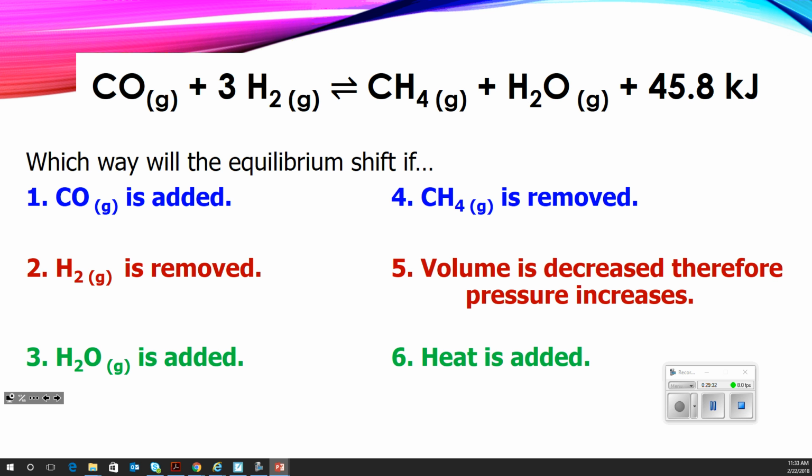Here we've got an actual equation, and we're doing specific things. So here I have CO is added. Which way is it going to shift? Show me with your fingers. Yeah, away from it. So if I'm putting it in, it goes away from it. So towards the products. What about H2 is removed? So, oh, here's H2. I'm removing it. Which way is it going to go? Towards the reactants. Good.